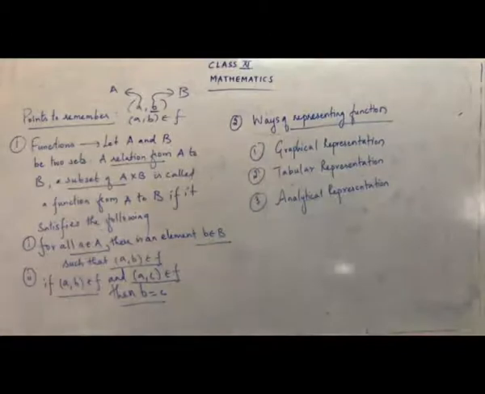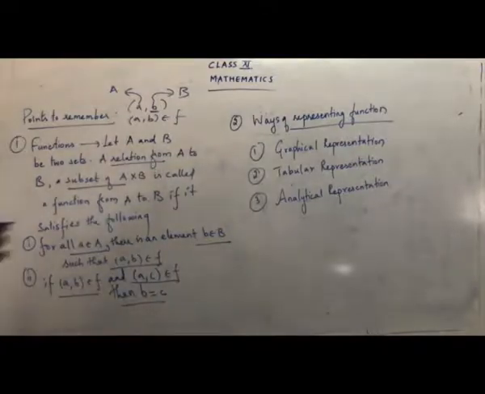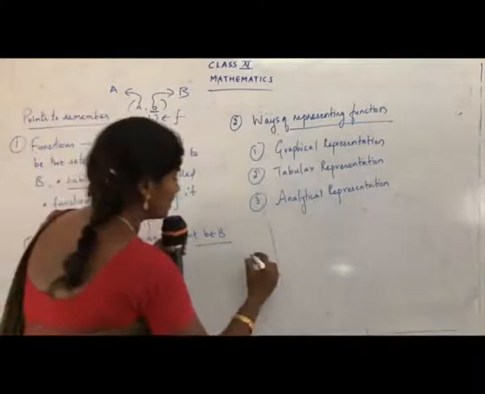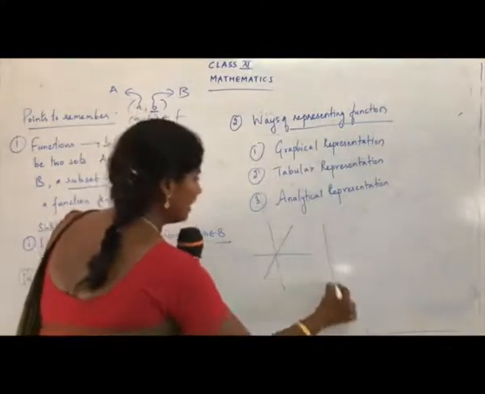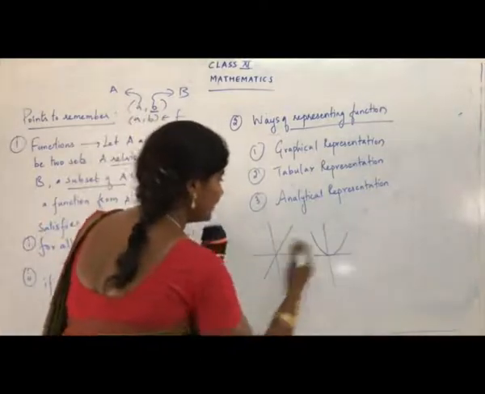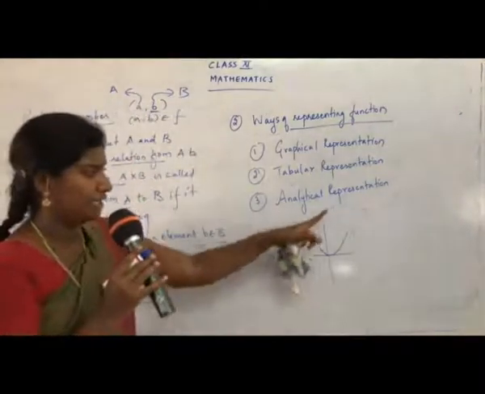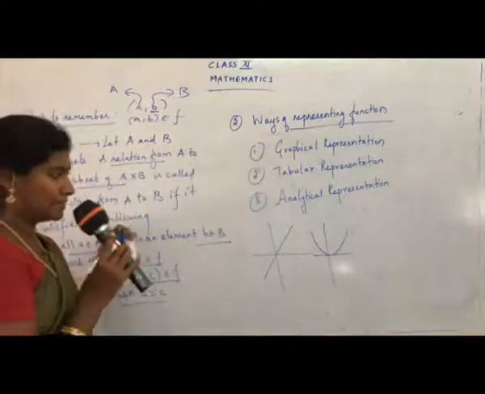What is the first way of representing a function? It is by graphical representation. You can represent a function using a graph. This is your graphical representation.